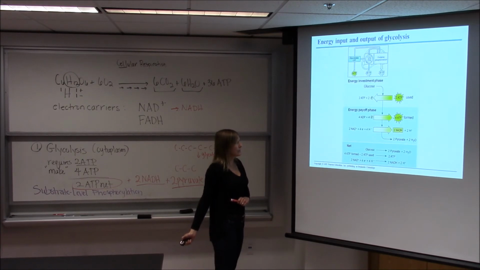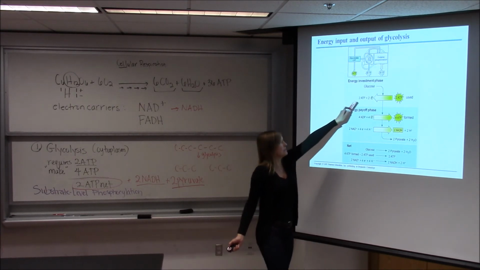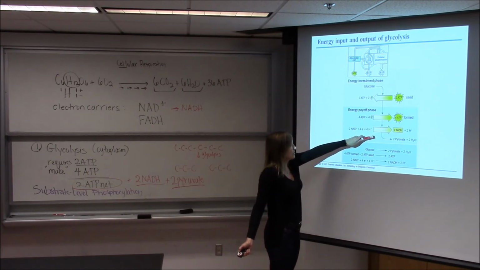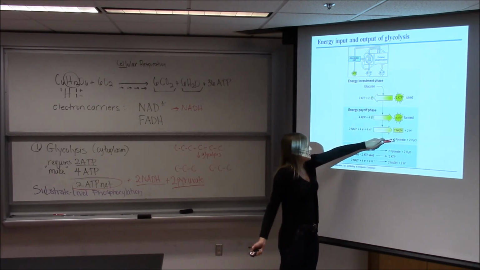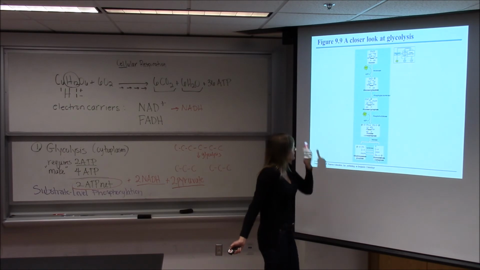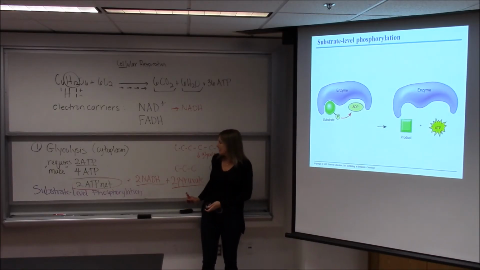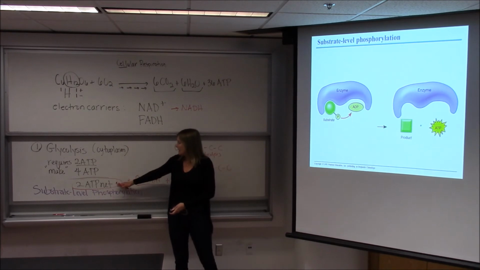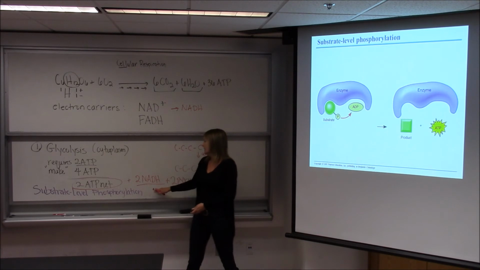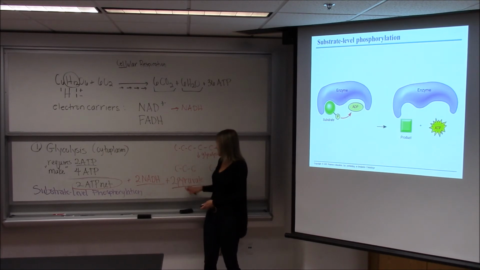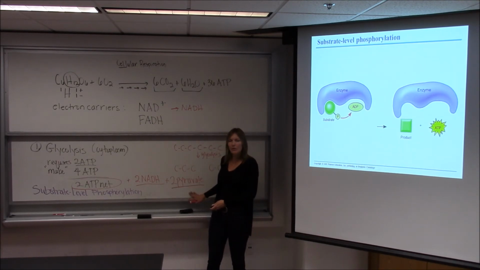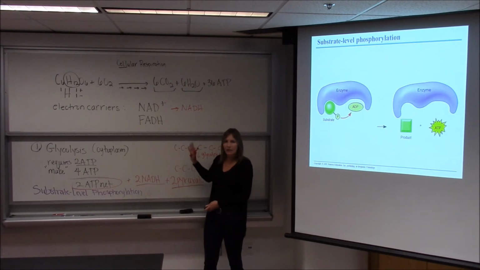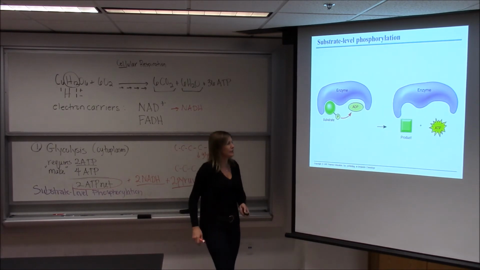So these are the details. This is our energy investment phase, and then we have our energy payoff phase, where we end up with 2 pyruvate. So in glycolysis, we make 2 ATP net by substrate level phosphorylation, 2 NADH, and we end up with 2 3-carbon pyruvate molecules. We don't generate any of our carbon dioxide yet. Let's look at the details.